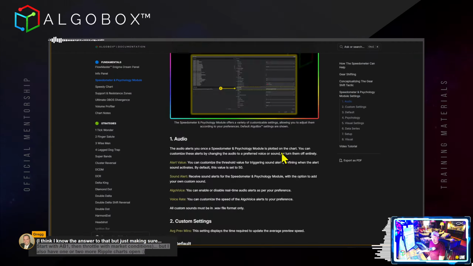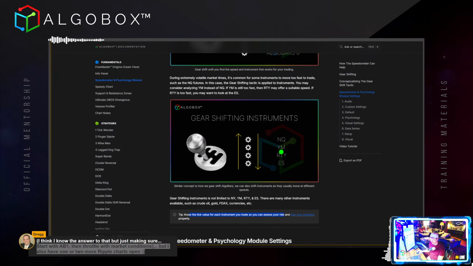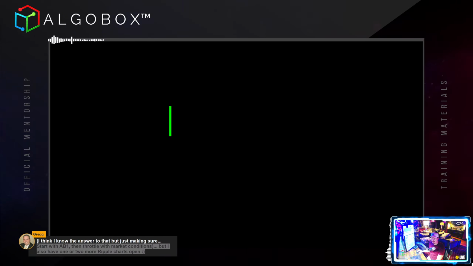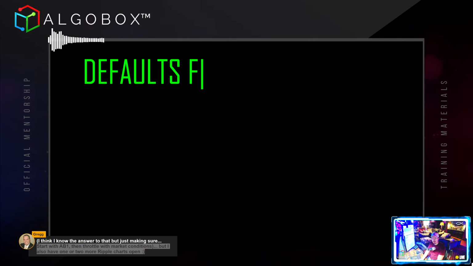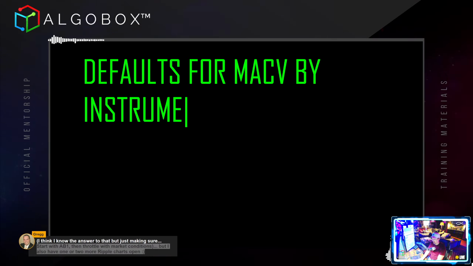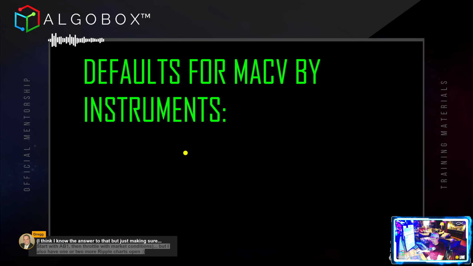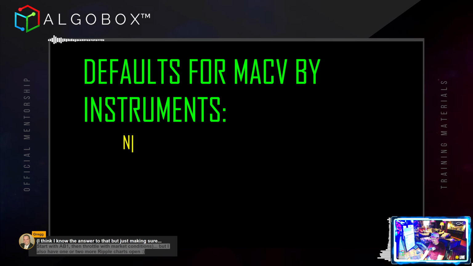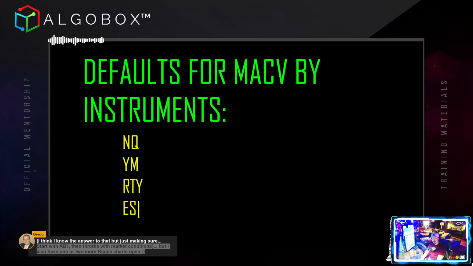So I'm going to manually intervene on this one because I don't see where they currently are. Here's what we're going to talk about. These are defaults for the MACV according to instrument, and we're talking about main instruments, because you're like, look, we can apply these to stocks and stuff like that. It will do a whole other thing on that. So let's start with the big dog in the room here. We've got NQ, YM, RTY, ES, and then I'll also put in crude oil and gold.